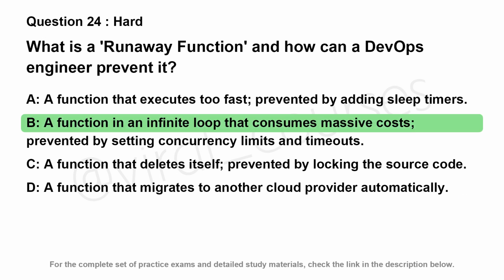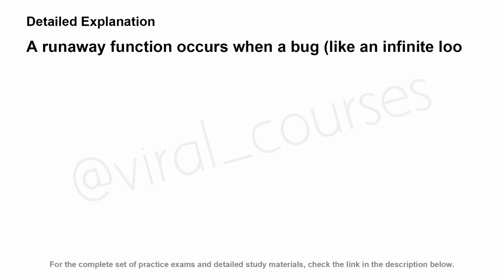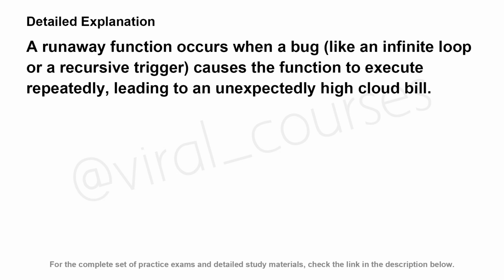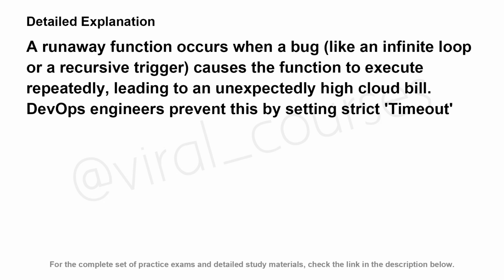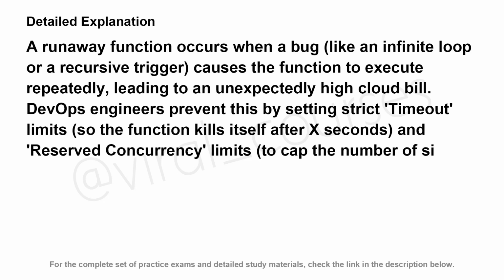The correct answer is B. A runaway function occurs when a bug, like an infinite loop or a recursive trigger, causes the function to execute repeatedly, leading to an unexpectedly high cloud bill. DevOps engineers prevent this by setting strict timeout limits, so the function kills itself after X seconds, and reserved concurrency limits to cap the number of simultaneous instances.